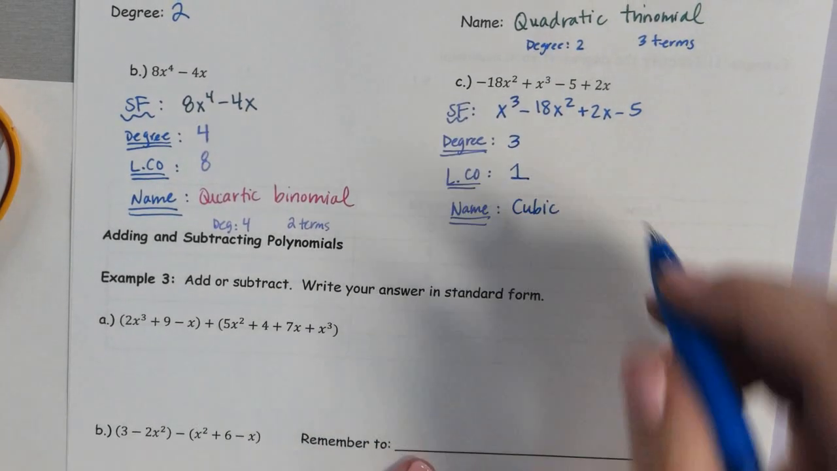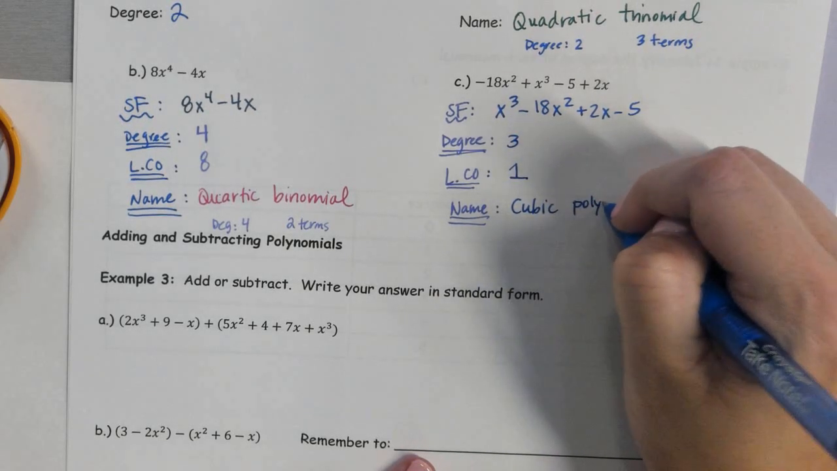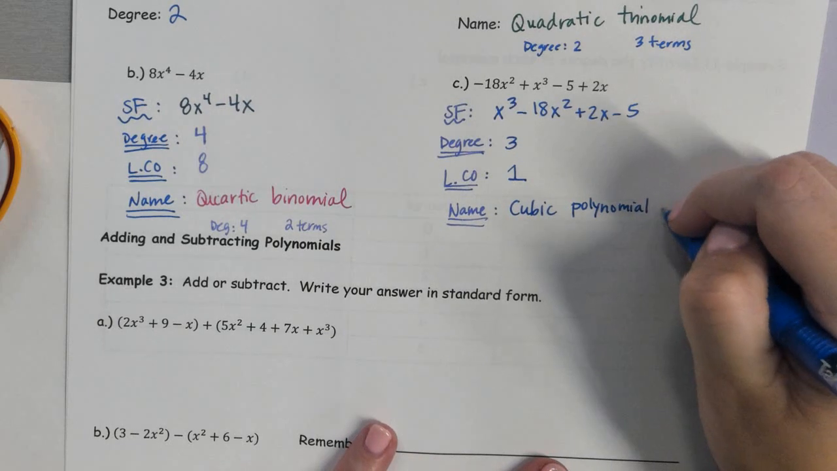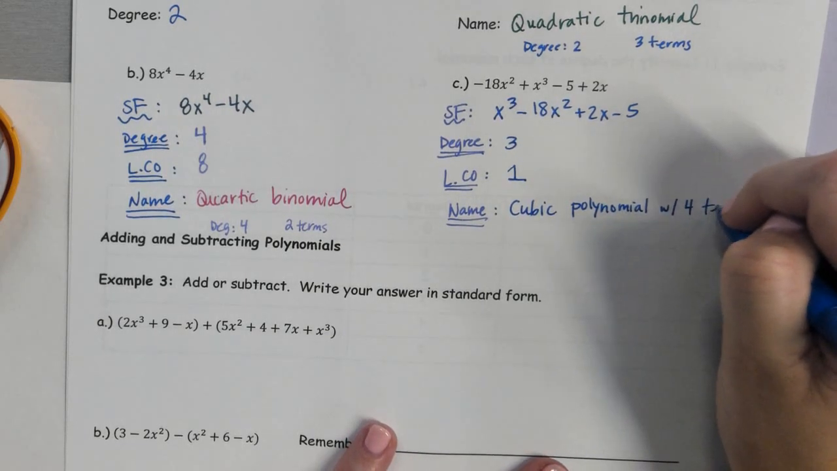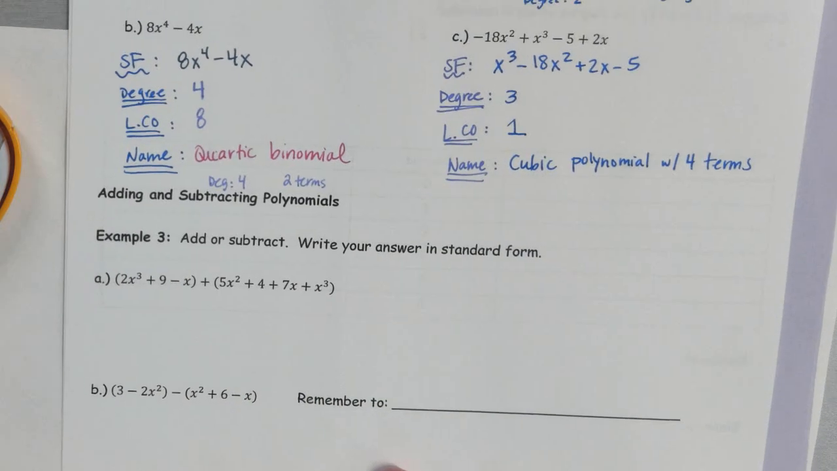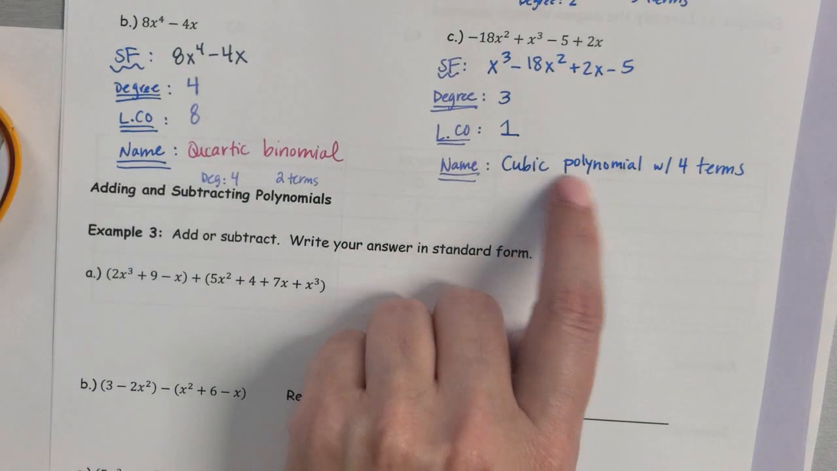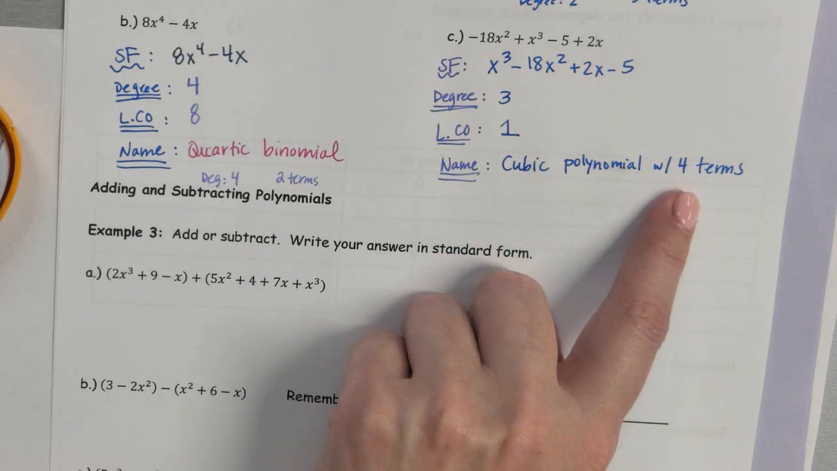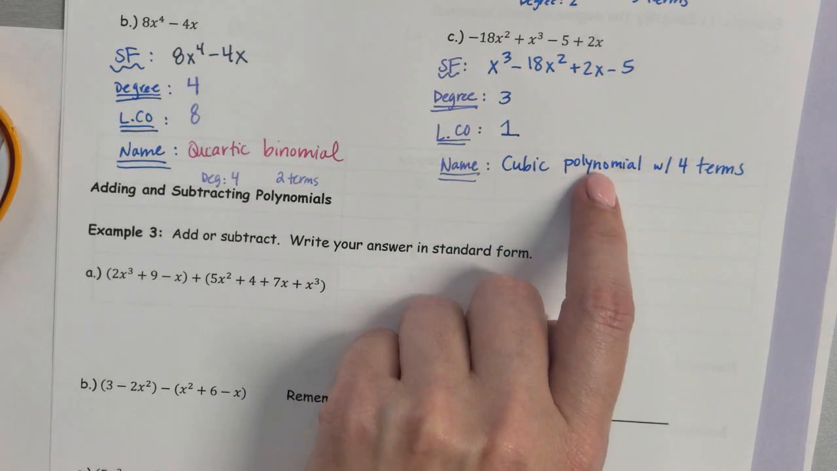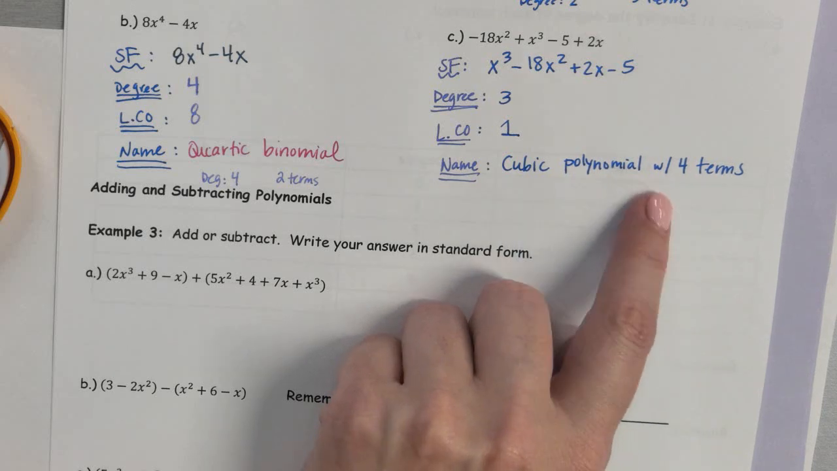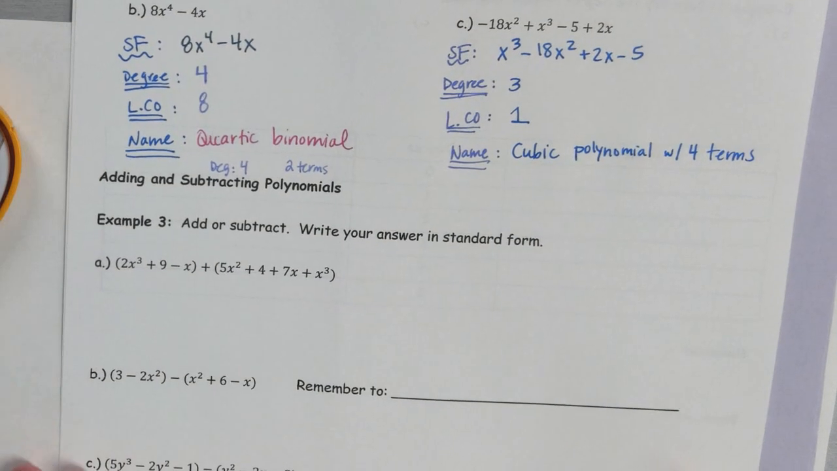So, cubic polynomial with 4 terms. I like Jeff giving you some positivity there. Alright, so cubic polynomial with 4 terms. I saw that you guys put cubic polynomial, that's awesome. So you just have to tell me how many terms. If it's 5 terms, cubic polynomial with 5 terms. If it's 6, you can identify the number of terms.